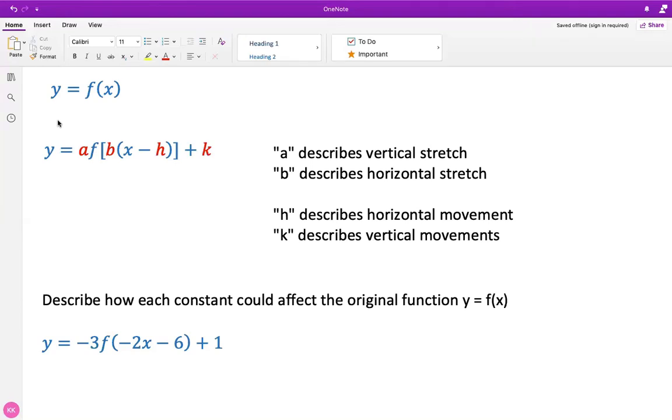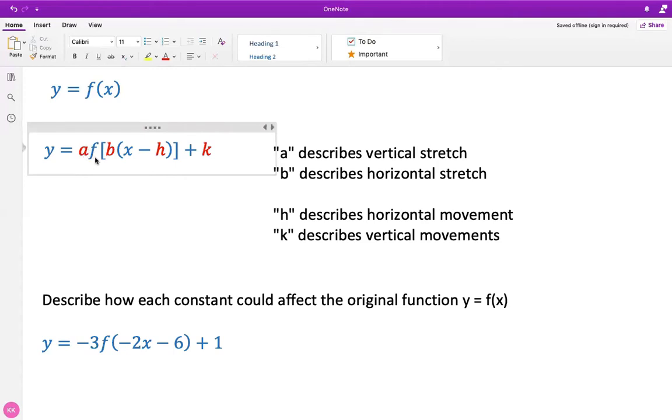For this video I attempt to show you a summary of what you learned in the previous session. In the previous session you learned how these constants a, b, h, and k could affect the original function y equals f of x. In this video I will do a recap of how these constants could affect the original function. So let's start with a.